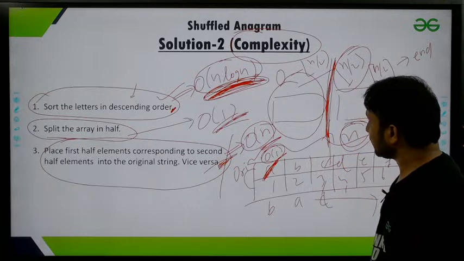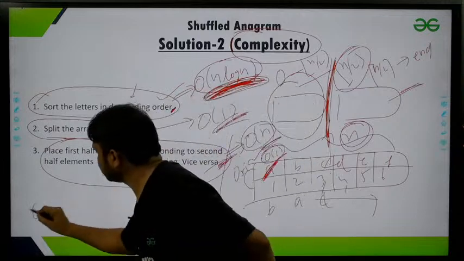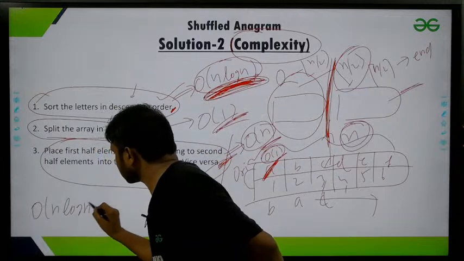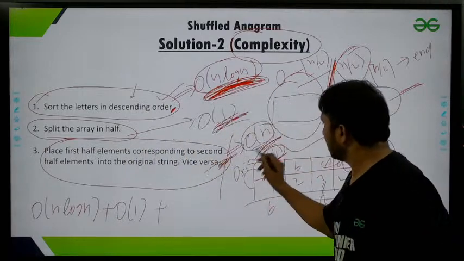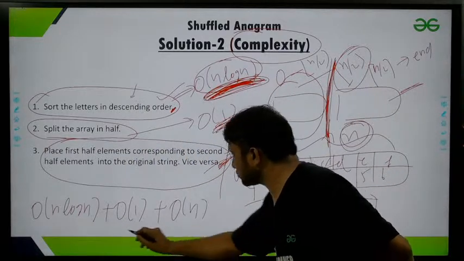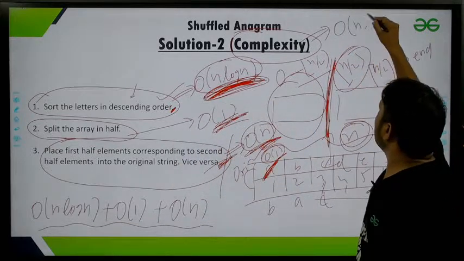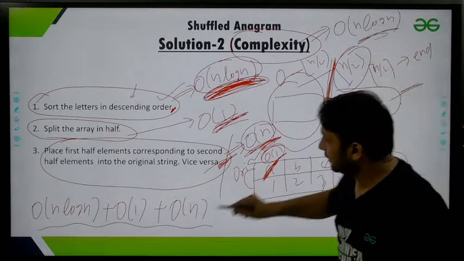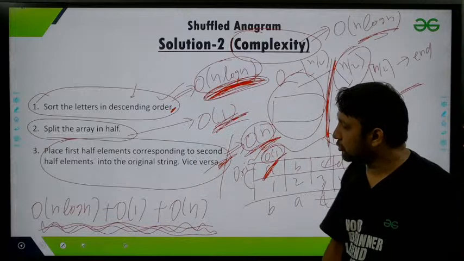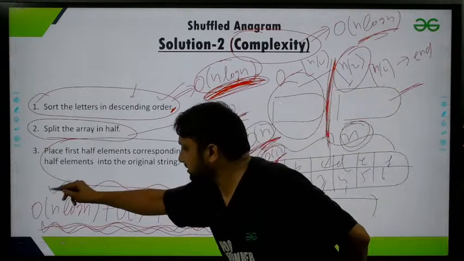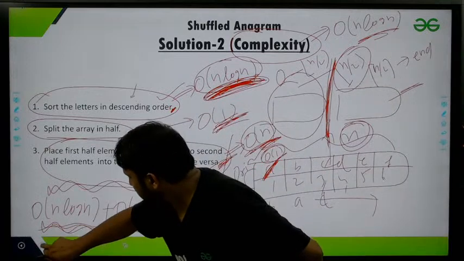Sorry. So what is the total complexity? Total complexity, let me write. This is order of n log n plus order of 1 plus order of n. So what is the total complexity? The total complexity of the second algorithm is order of n log n. Get from here. Okay. And if you don't know about the complexity, you need to read data structures and algorithms. Okay, let's move on.